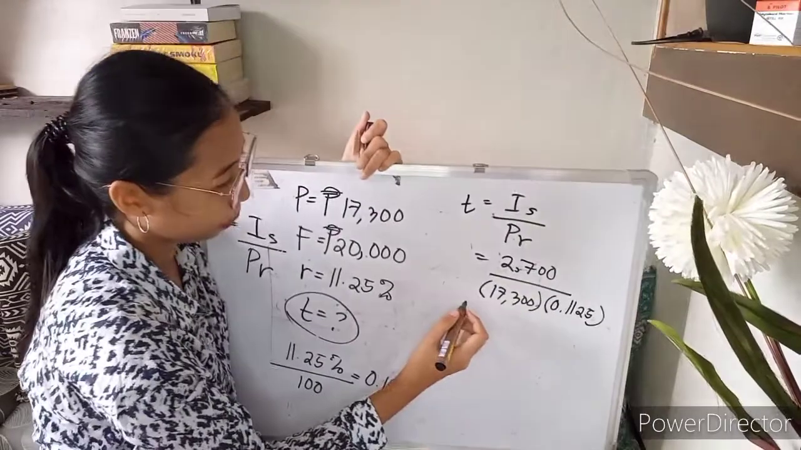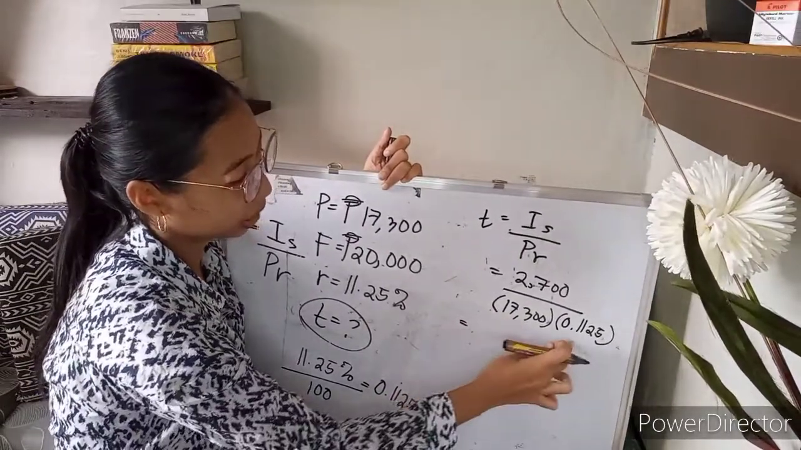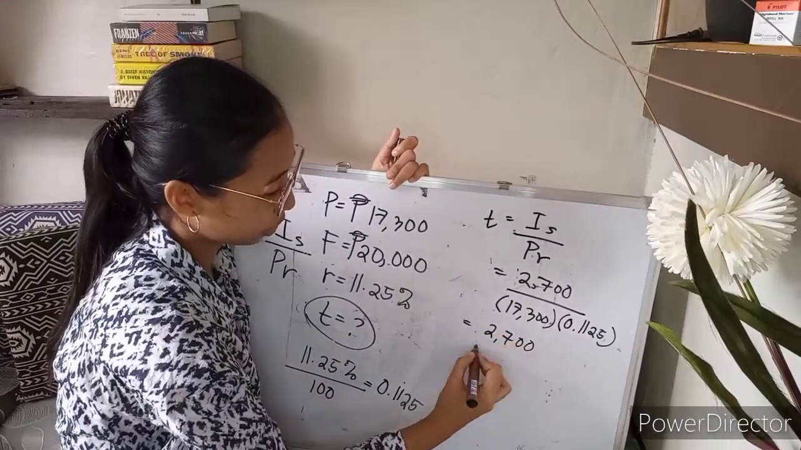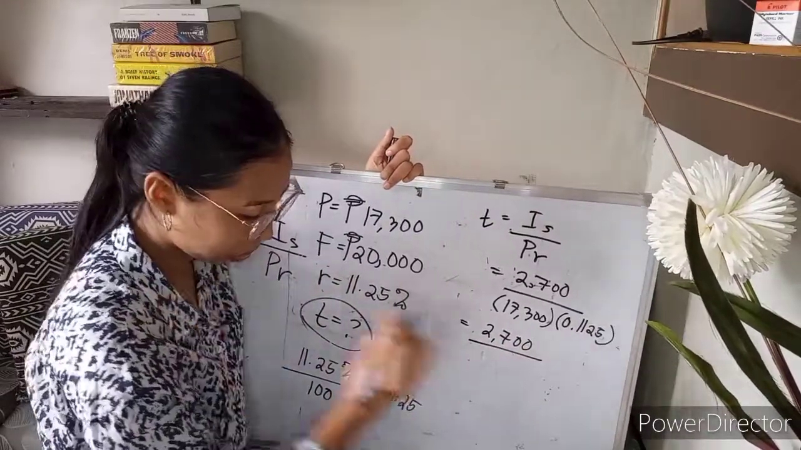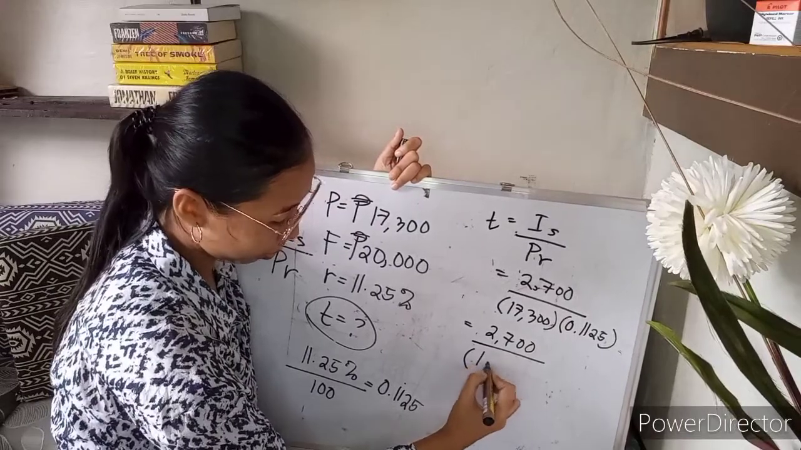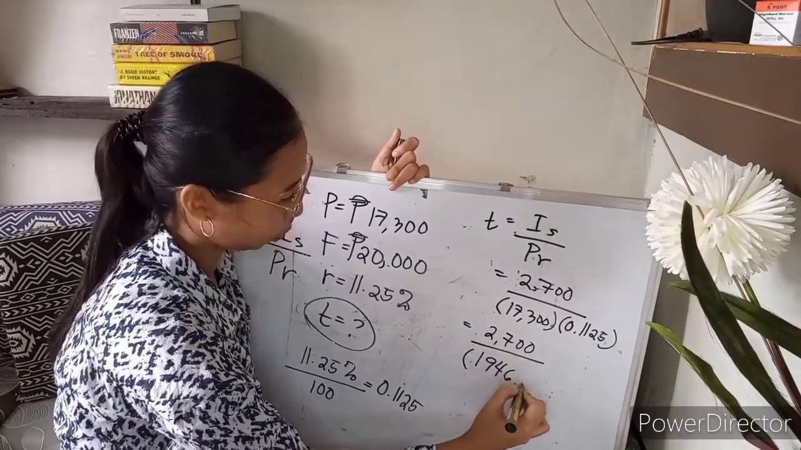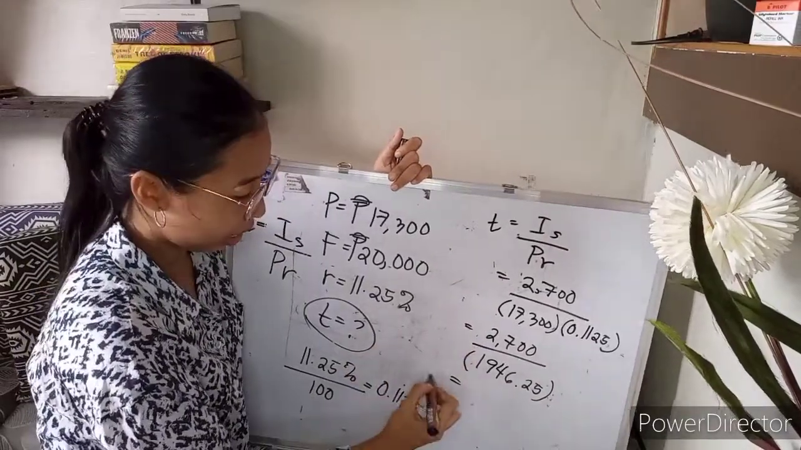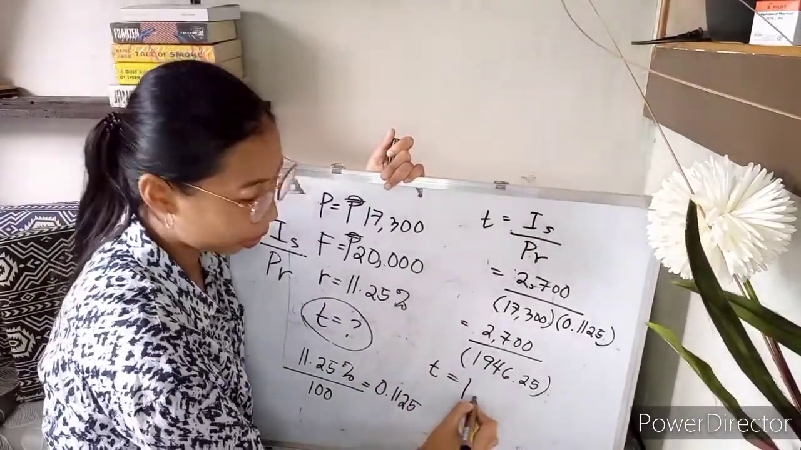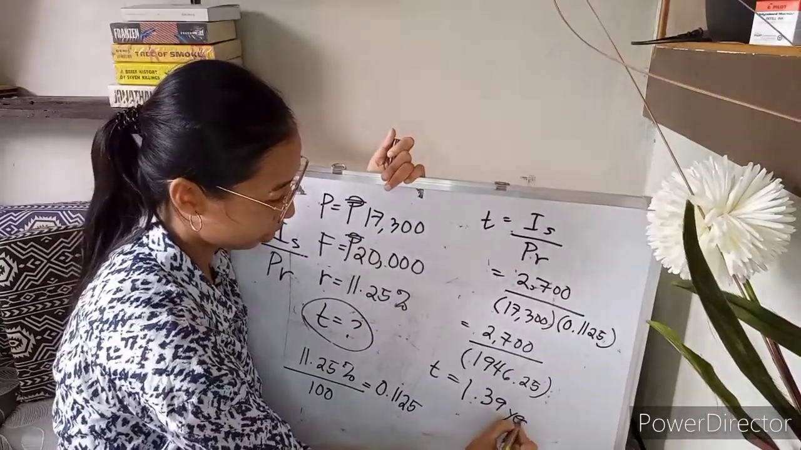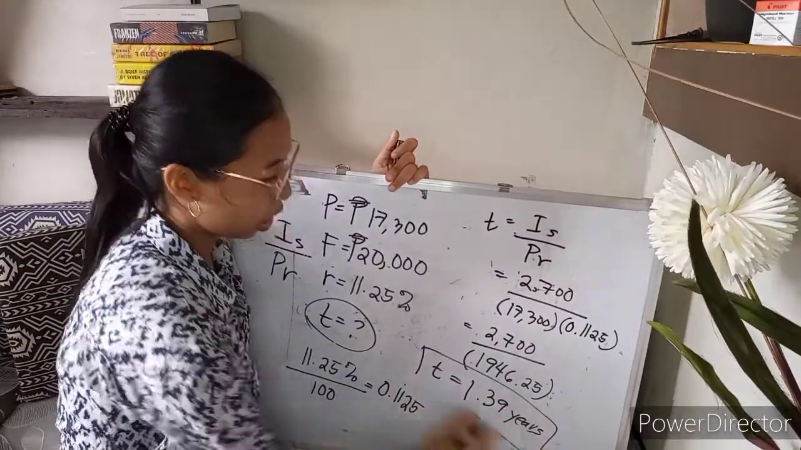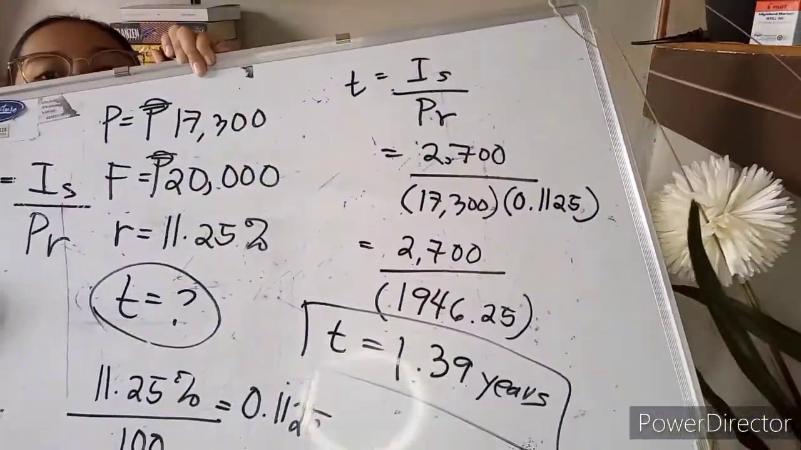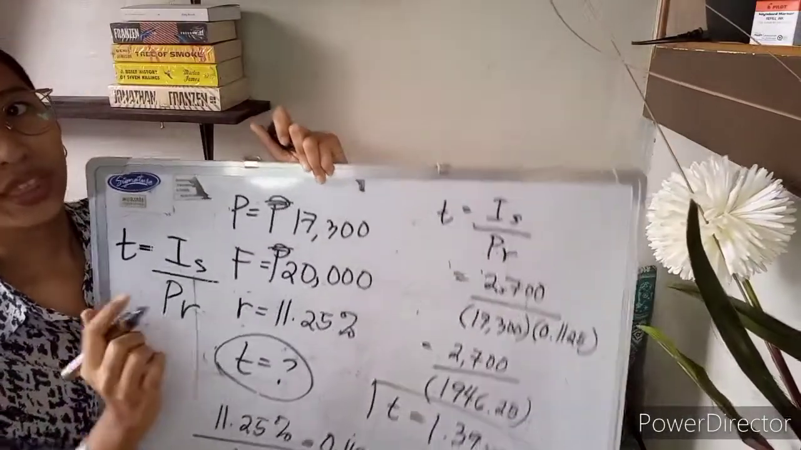Okay ra. Sige. Unya, atong i-multiply ang duha before na ni siya i-divide, ha. So, that is going to be, use your calculators. This is going to be 1,946.25 pesos. I-divide na ni ang duha. And now your time is going to be 1.39 years. So, mao na siya. No? Mao ni siya ang atong final na answer. Okay? So, that's it.